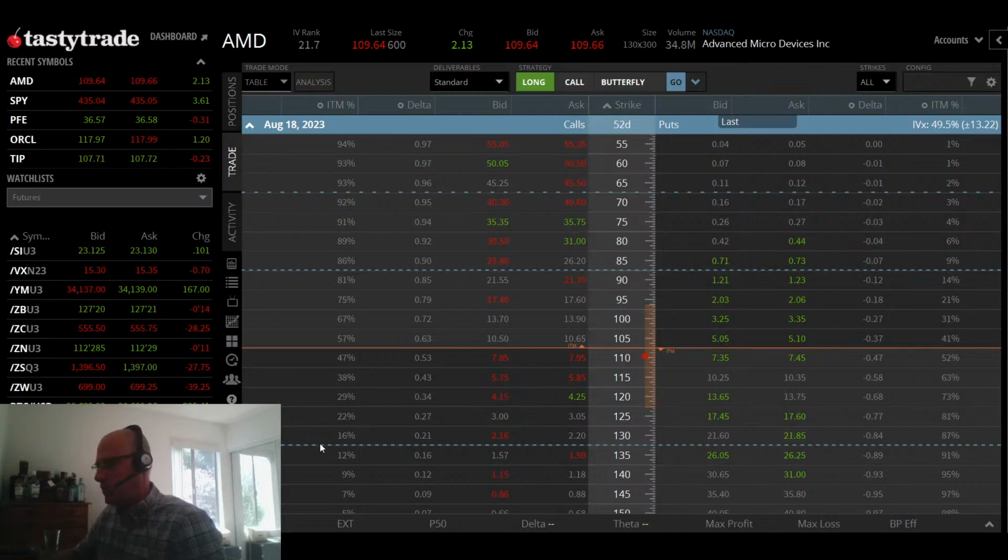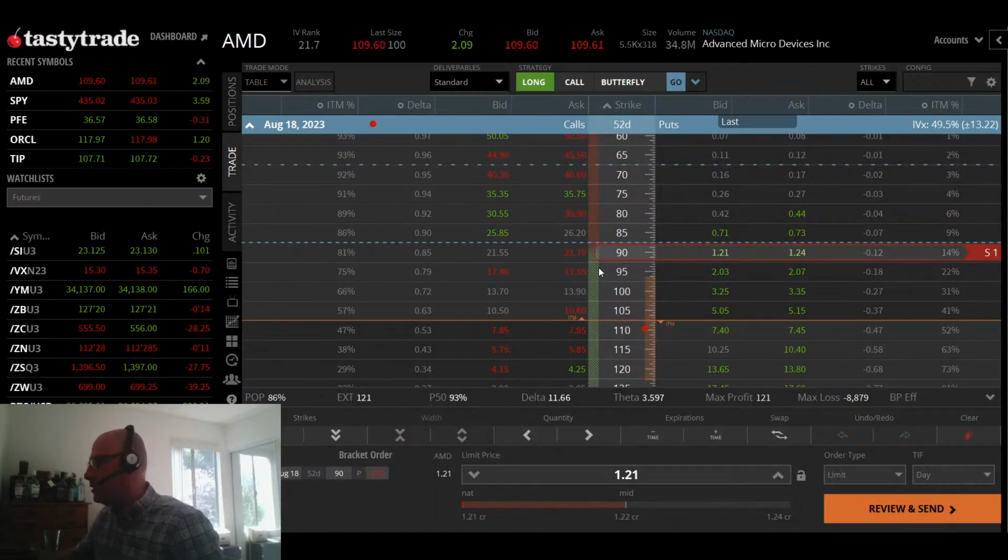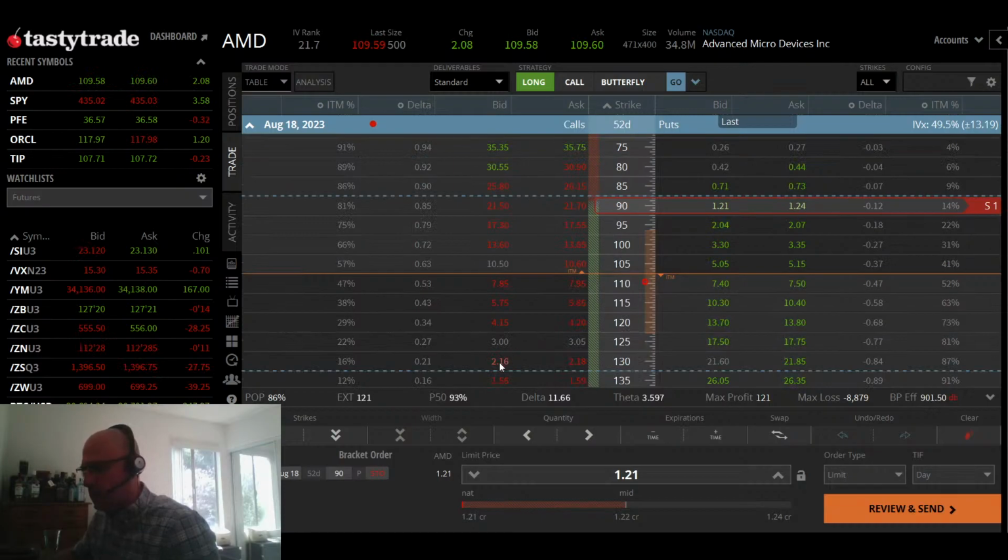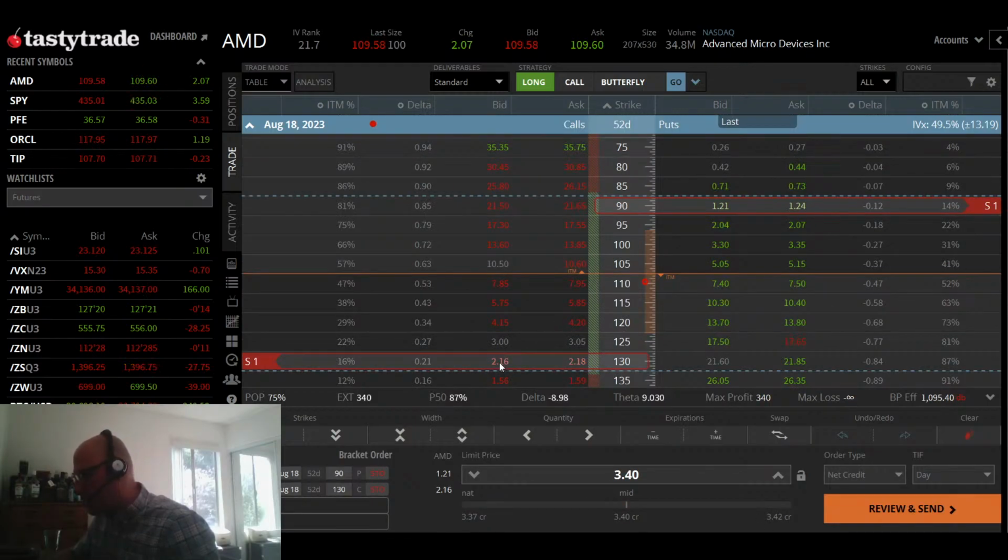So Tastytrade provides these standard deviation lines. So if I'm here at the 90 strike for the put, the 130 strike for the short call, this is going to give me a premium here of $3.40. And the delta on this is a little bit short. So 8 deltas, theoretically the equivalent of 8 deltas short. There seems to be some sort of call skew in AMD.